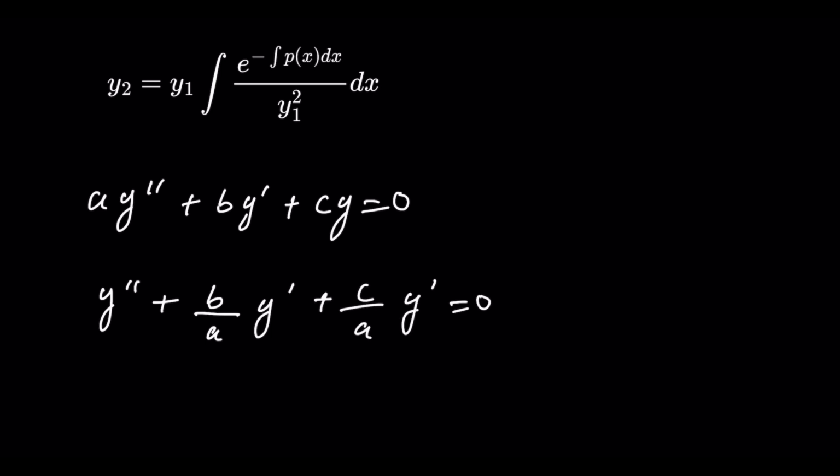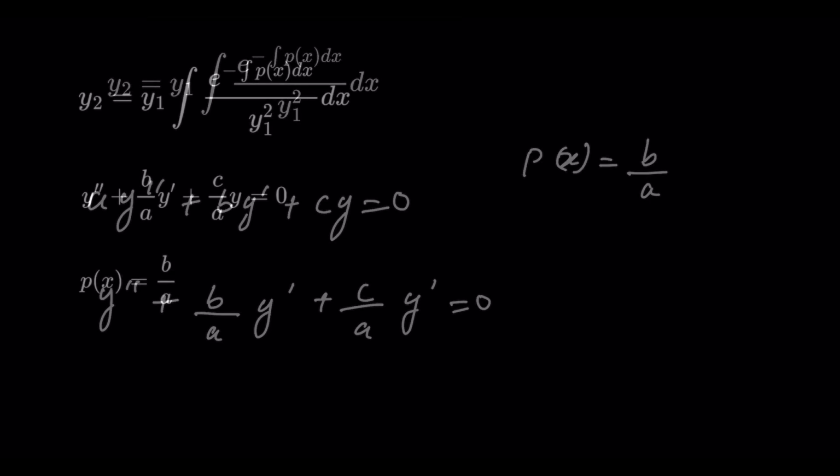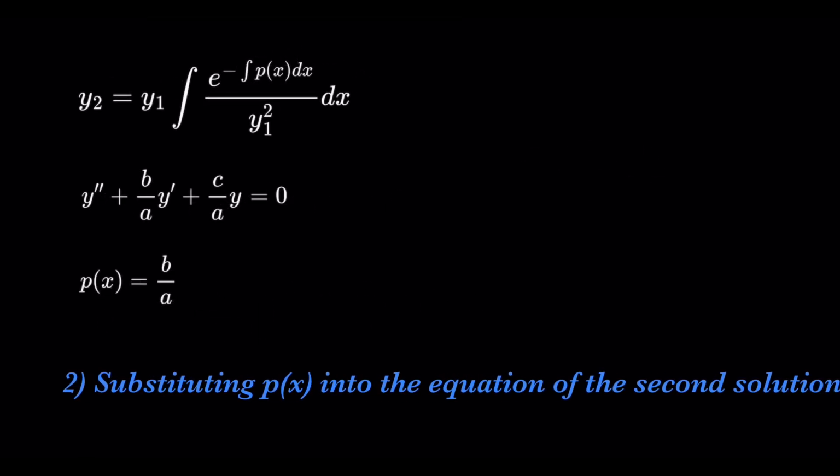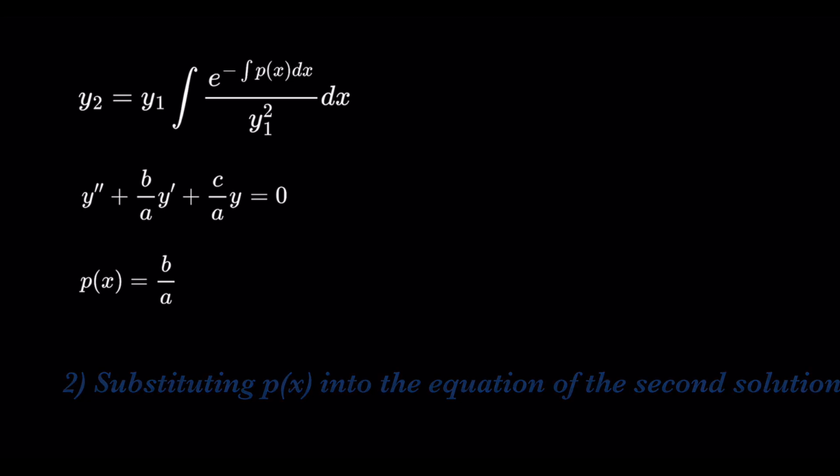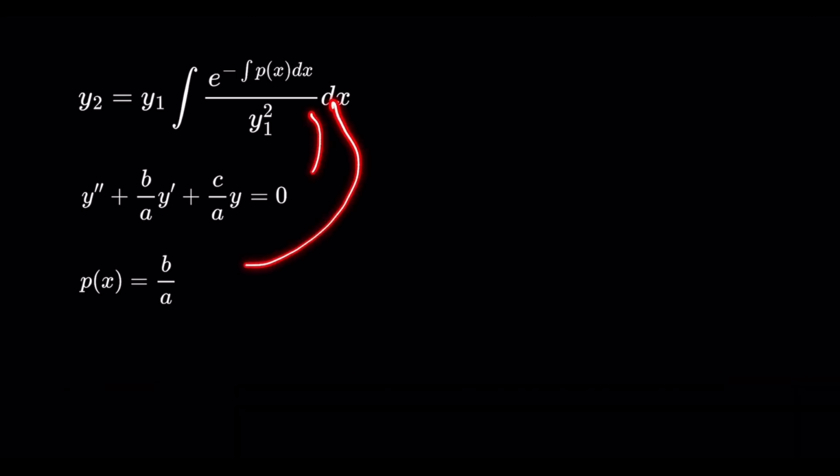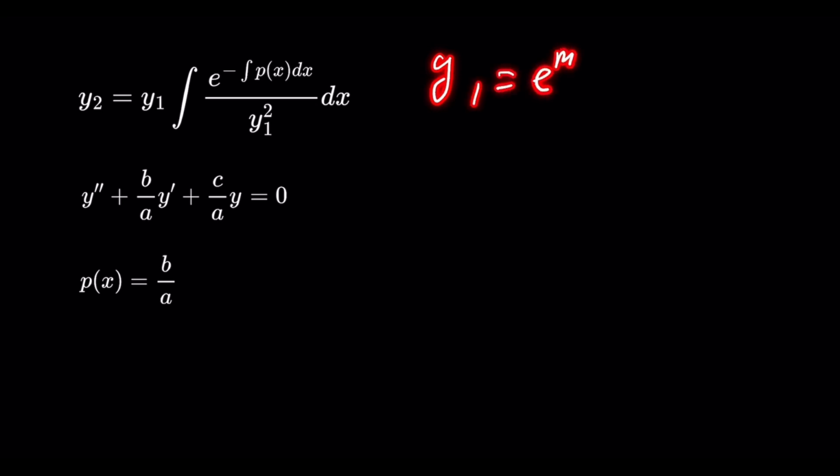Now, we already know that p of x here is the coefficient of y prime in the standard form. So the value of p of x is going to be equal to this. Now, substituting the values into the original equation we've got here. So we know that y1 is equal to e power m1x. Let's substitute it here.